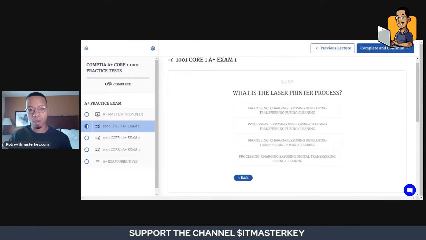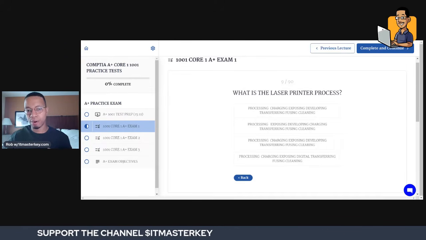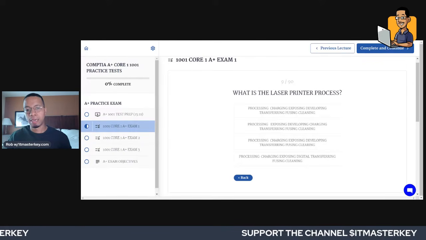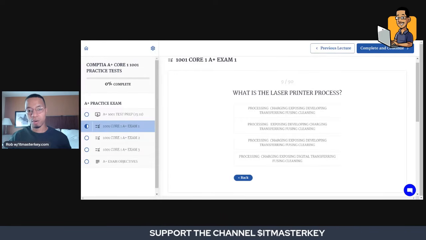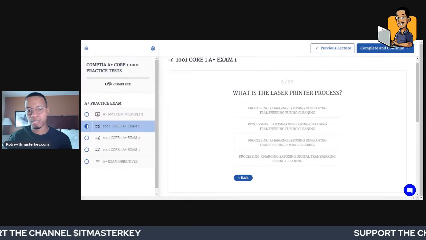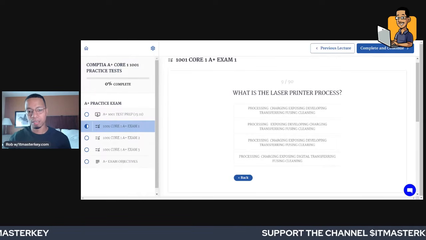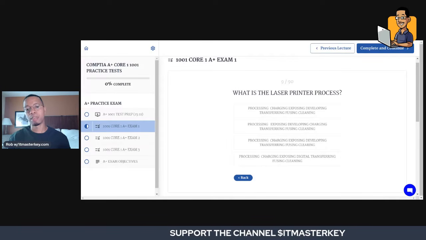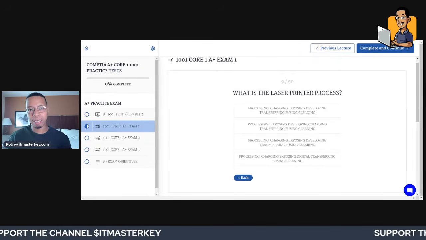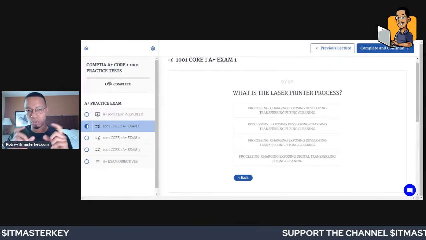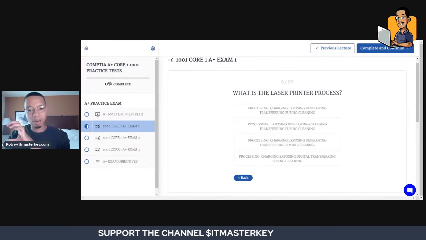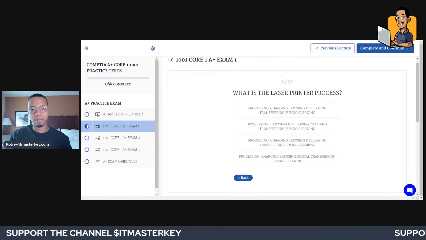So what is the laser printer process? I'm going to let you read all these words. And as you can see, each one of these looks similar, right? Each one of these looks right. Each one of these looks like it could be the answer. So make sure that you don't jump the gun when you're actually inside the exam and say, oh, I know what the answer is. Make sure you read the entire question and figure it out.